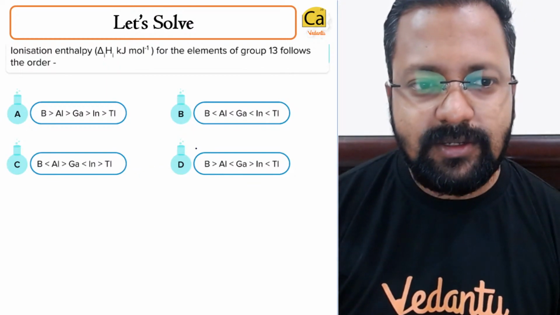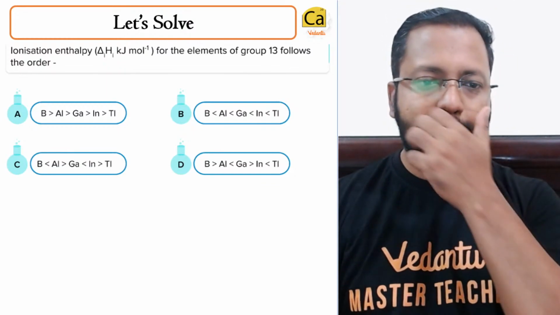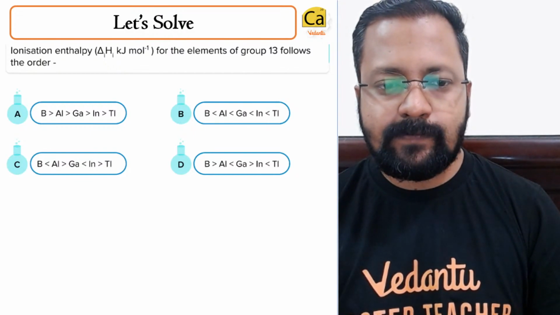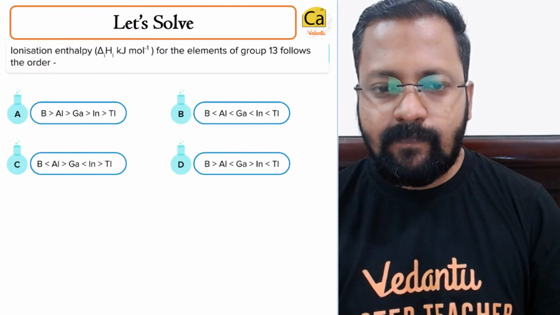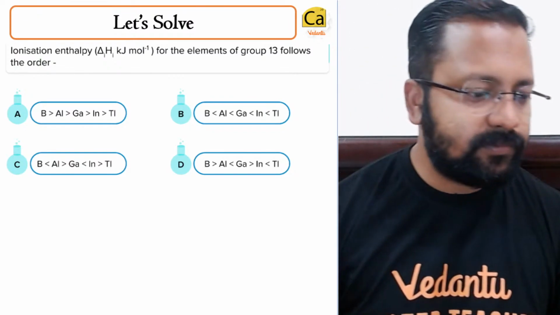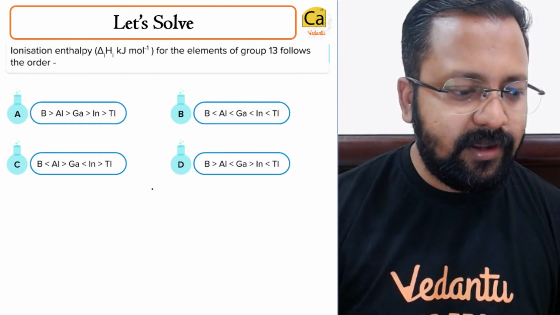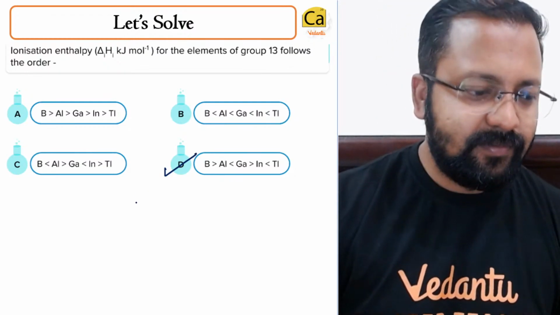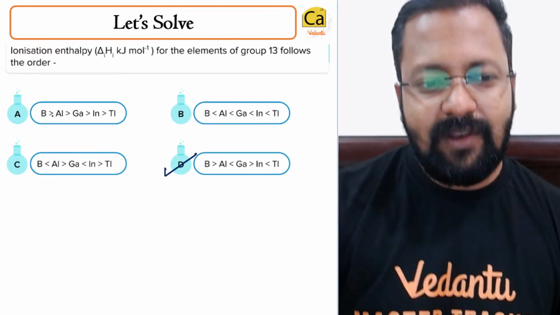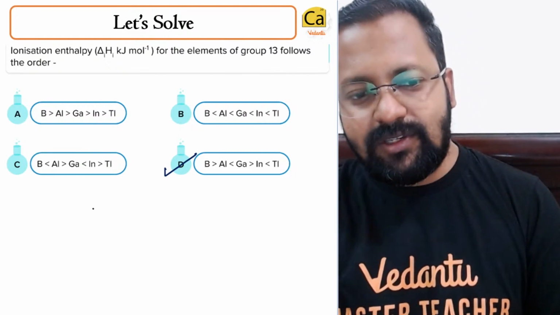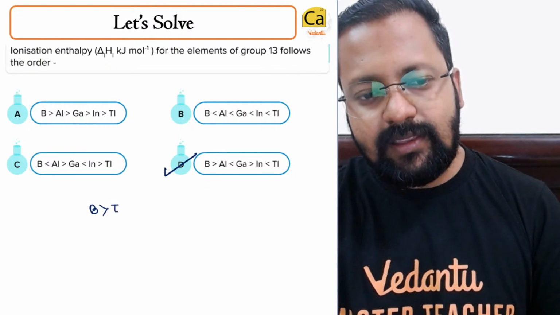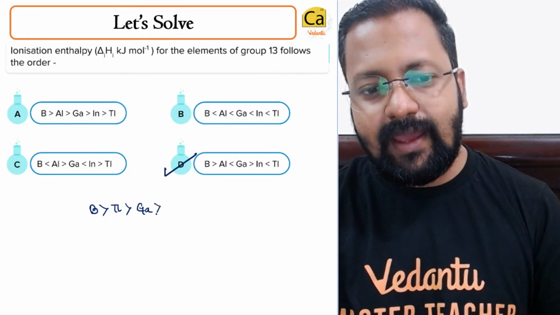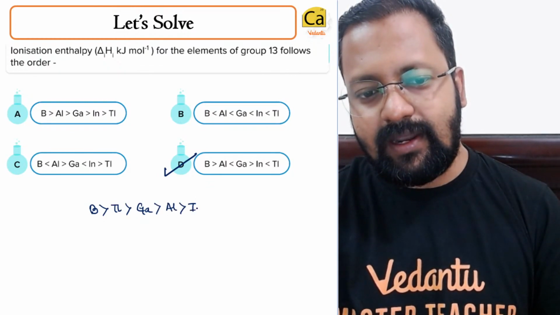What do you think will be the right answer? The right answer will be D. No, no, no. It will not decrease uniformly. I have just told you that it goes boron, and then thallium, and then gallium, and then aluminium, and then indium.